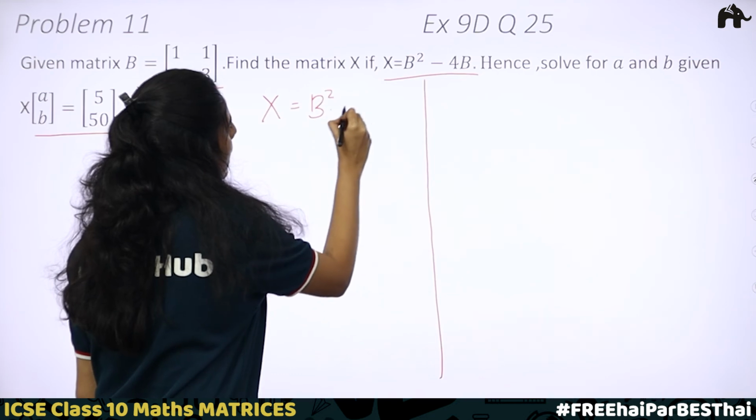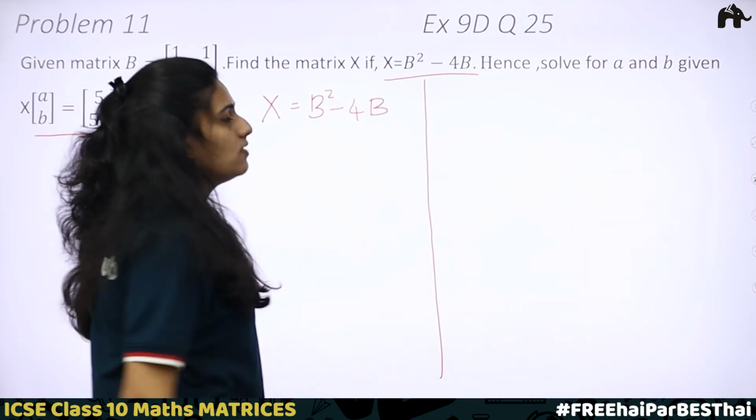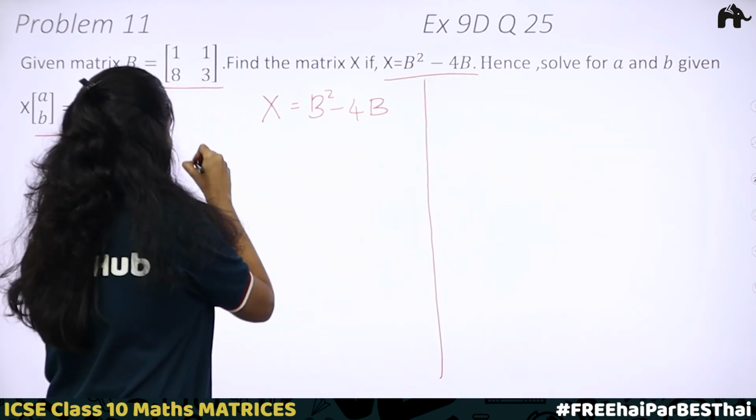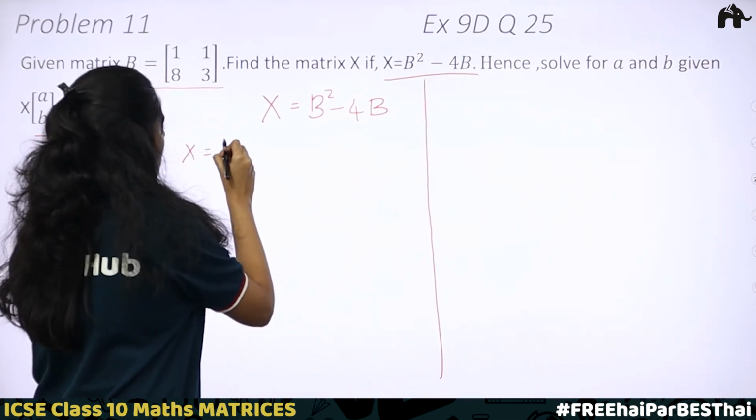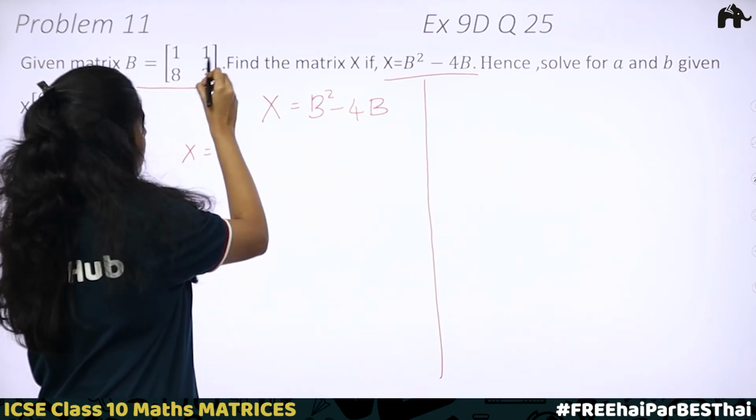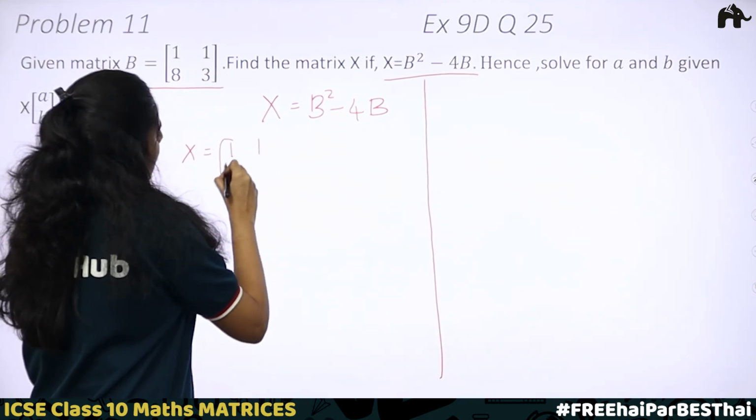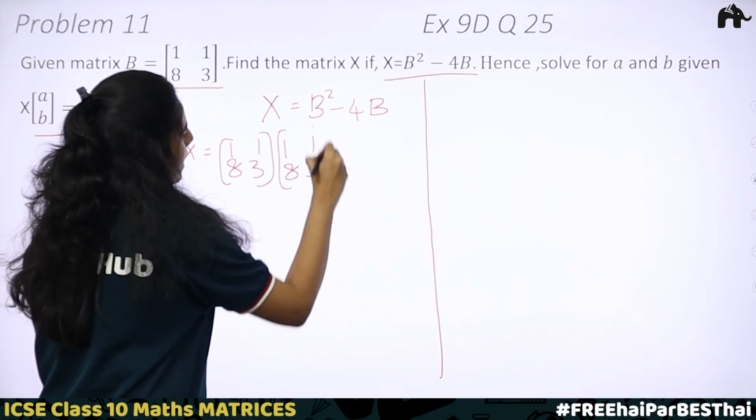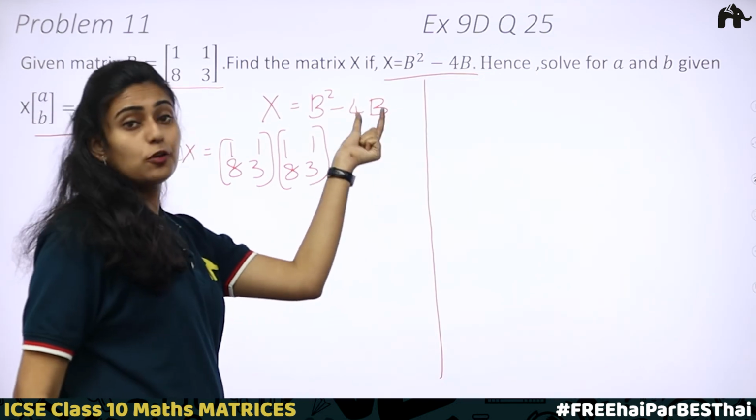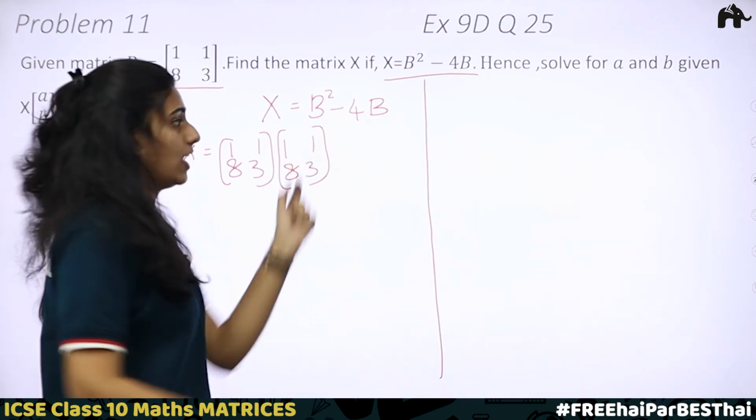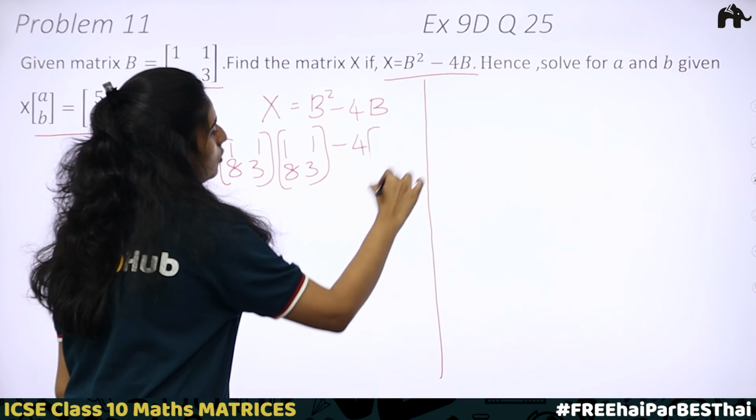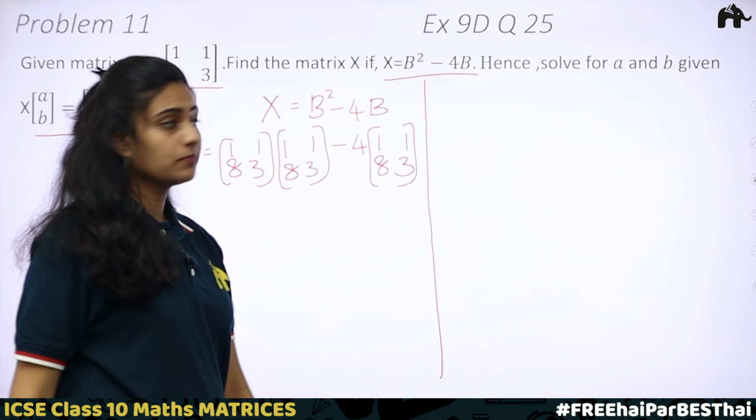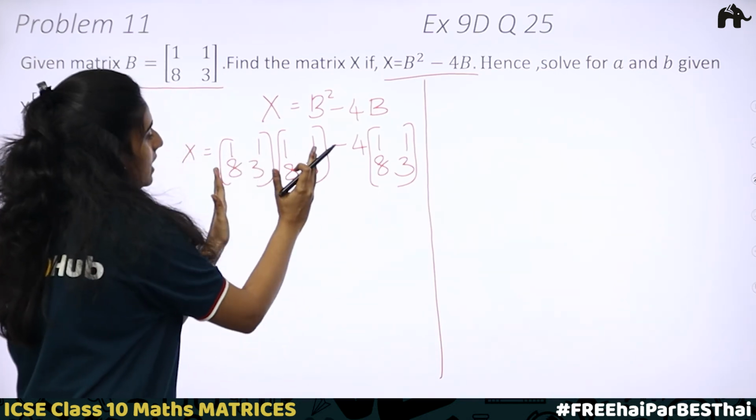What is X? Given X is equal to B square minus 4B, which means we have to find separately B square and 4B. We have X is equal to B square, B into B. Here B is [1, 1; 8, 3]. Then what do we need? We need 4B. 4B is being subtracted from B square. Minus 4 into B.